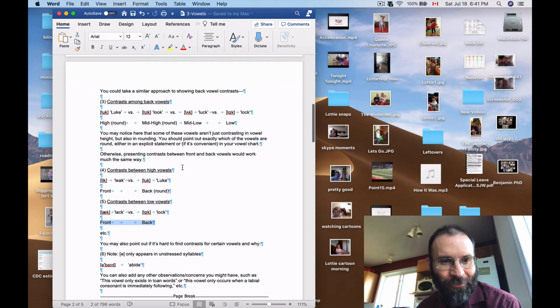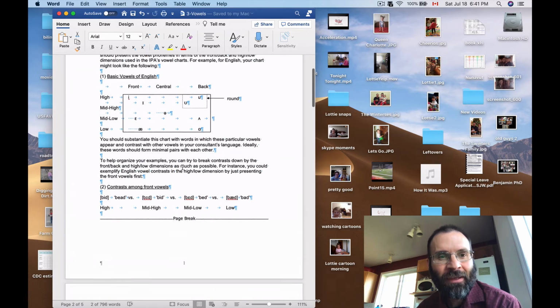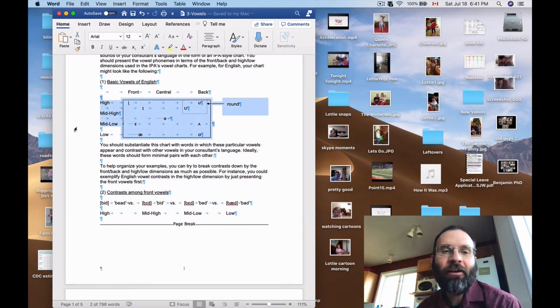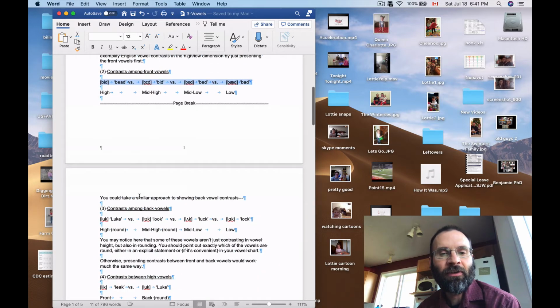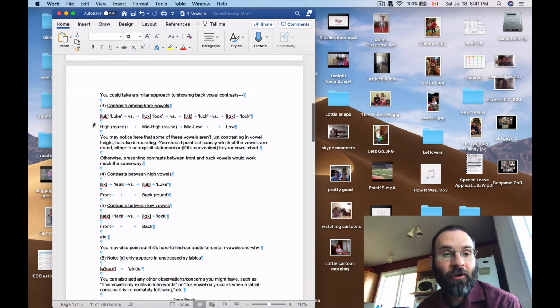Hopefully that's not too confusing, but the main point is that you're presenting a theory here of what contrasts in the language based on this vowel chart. You need to substantiate that theory by showing me the evidence of contrast in your consultant's language. If you can't find perfect minimal pairs, that's okay. Shoot for perfect minimal pairs, but if you can't get them, at least show me the vowels in some forms that contrast with one another.